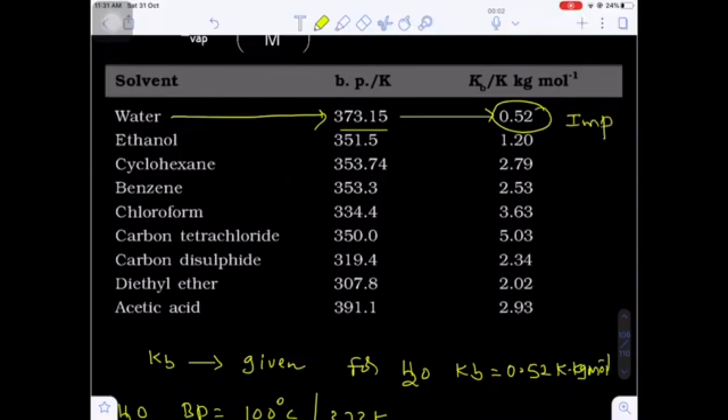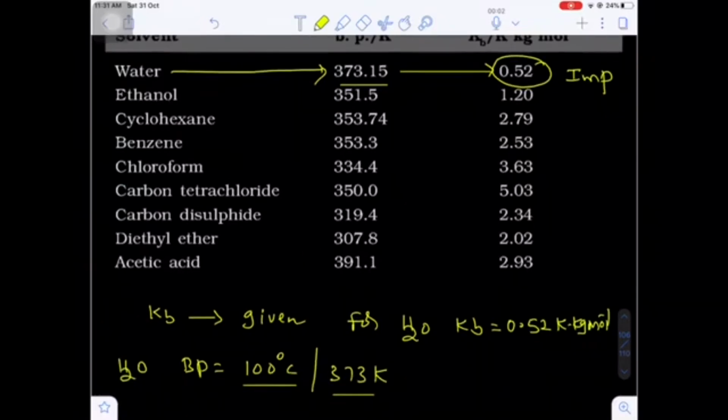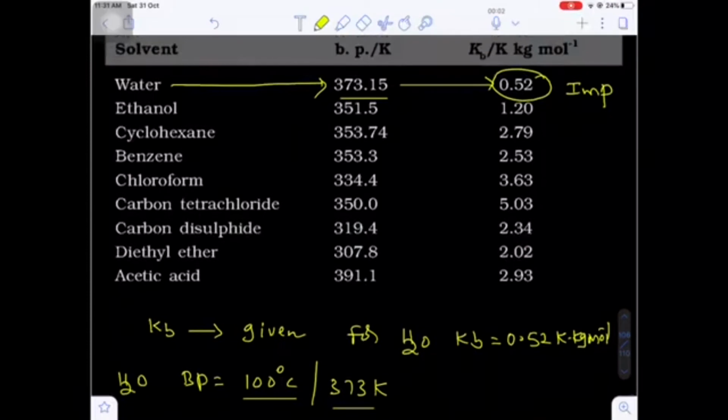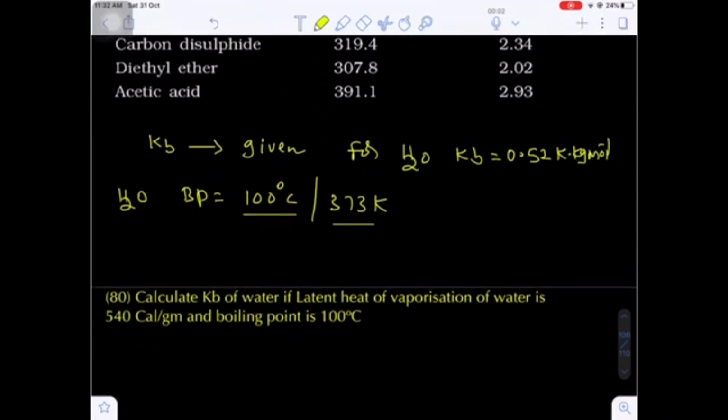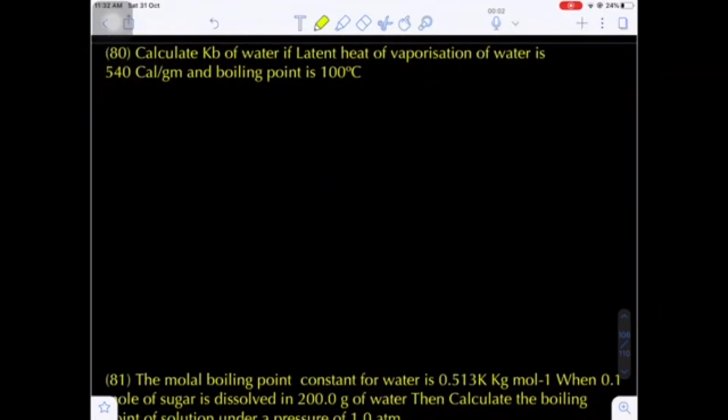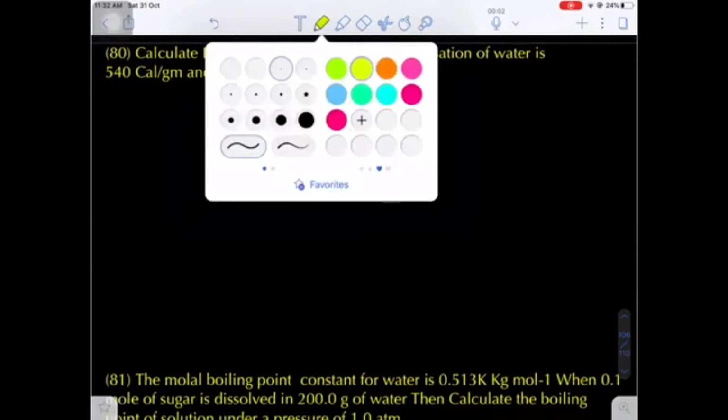Because most of the questions involve aqueous solutions where the solvent is water, we require the Kb value. So what is the Kb value for solvent water? 0.52 Kelvin kg per mole. If there are any other solvents, such as ethanol, benzene or chloroform, the Kb value will definitely be given in the numerical, because it is an experimental value.